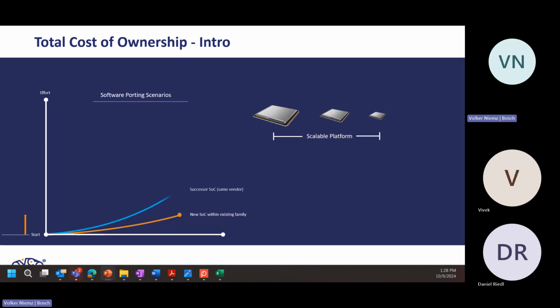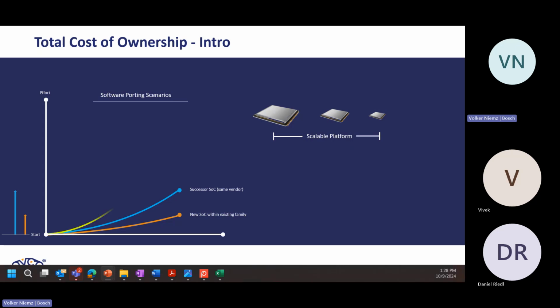So the second part is then for sure the successor SoC, same vendor, but the next successor. The good thing is when it comes to software porting, it's rather easy for us because we already know all the pitfalls from the existing generation. So to port our software to a successor chip is, I think, rather easy, but requires a little bit more effort compared to copying software within an existing family. So overall the effort is a little bit more.